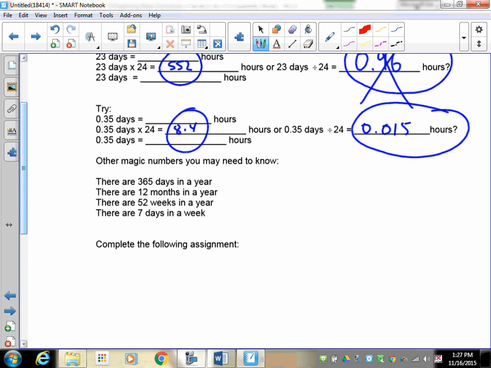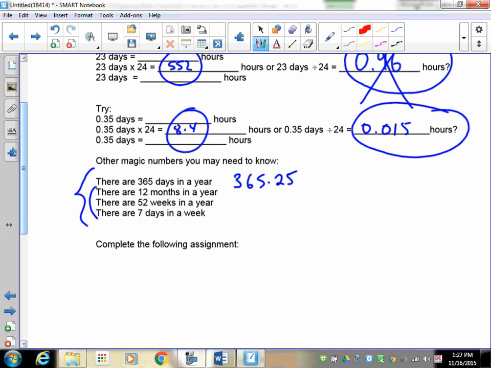Here are some other things that you may want to know because they make conversions a little bit easier. There's 365 days in a year. If you want to be really accurate and include the leap year, it's 365.25 exactly. All right, there's 12 months in a year, there's 52 weeks in a year, and there's 7 days in a week. Now these last three obviously don't include the leap year calculation.